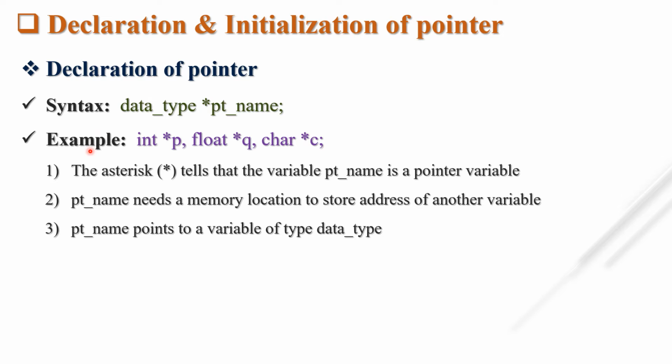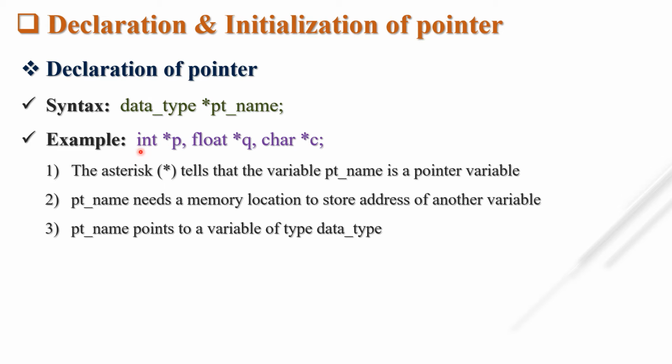So here is an example. If I write int *P, this P is a pointer. Okay. We can also use the data types float and char. So the asterisk tells the compiler that the variable pt_name is a pointer variable, so it will only be able to store the address of another variable. And this pt_name needs a memory location to store the address of another variable. Pt_name points to a variable of the type data_type, so it will point only to variables of the same data type. It will store the address of integer data type only, not character and float.